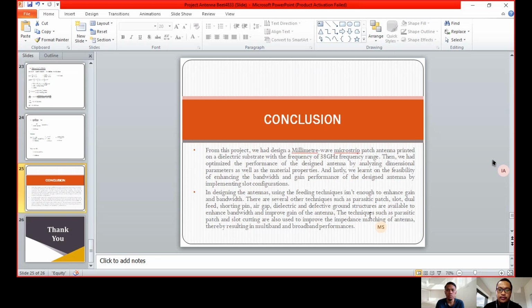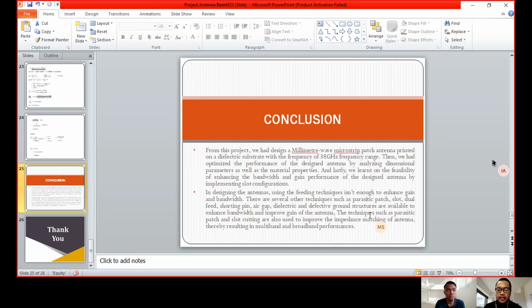So for the conclusion, from this project, we had designed a millimeter wave microstrip patch antenna printed on a dielectric substrate with a frequency of 38 gigahertz. Then we optimized the performance of the designed antenna by analyzing dimensional parameters as well as the material properties. And lastly, we learned about the feasibility of enhancing the bandwidth and gain performance of the designed antenna by implementing slot configuration.